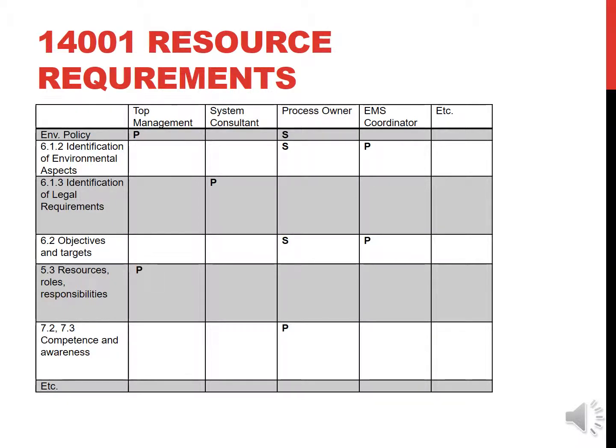The P means primary, the S means secondary, kind of backup. So we can take one for developing the environmental policy. We see that top management is primary with input from process owners. Identifying environmental aspects, the EMS coordinator is responsible, with the process owners providing some backup. Legal requirements are the primary responsibility of the system consultant, and so on. This is a nice way of presenting exactly who's responsible by title for making sure that the EMS is happening.